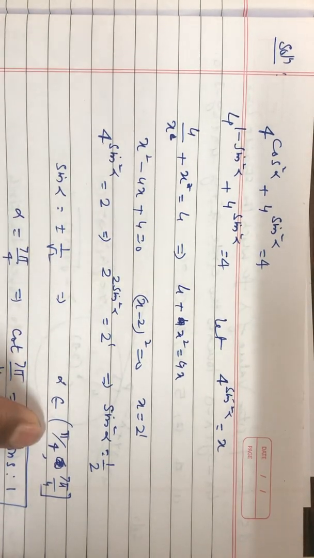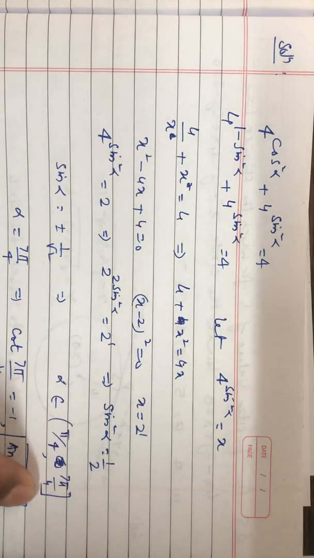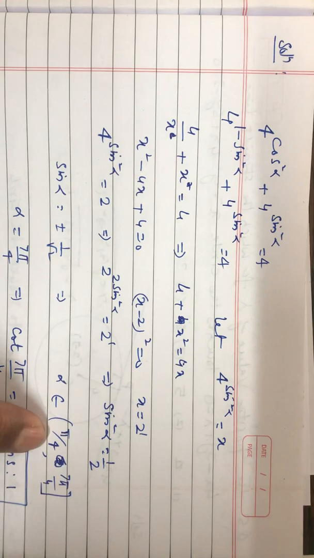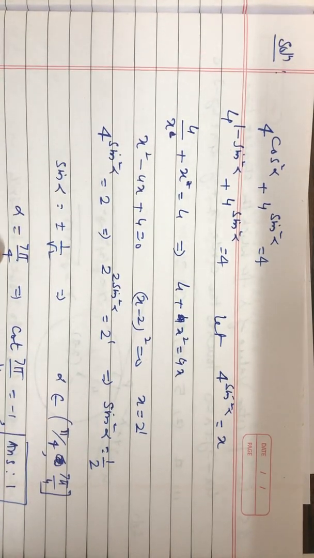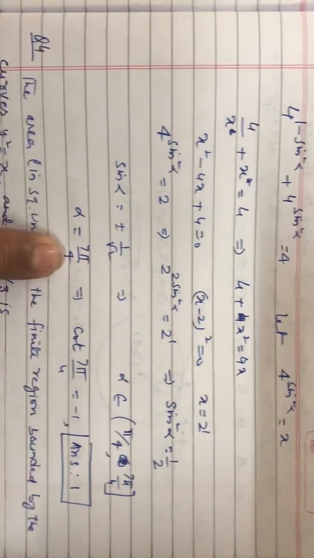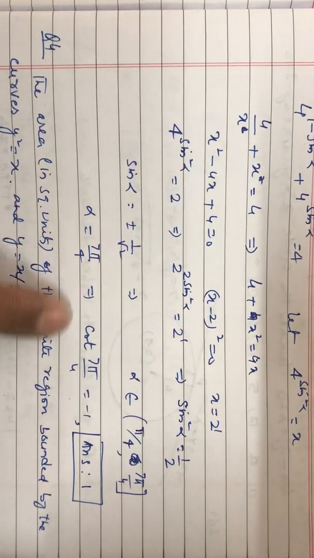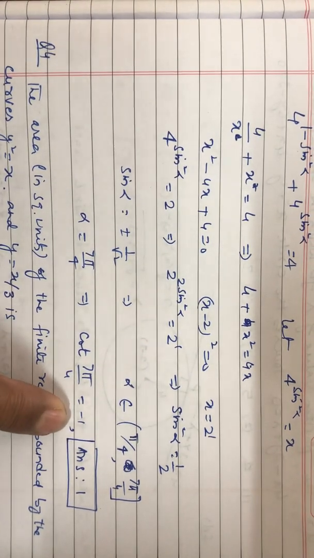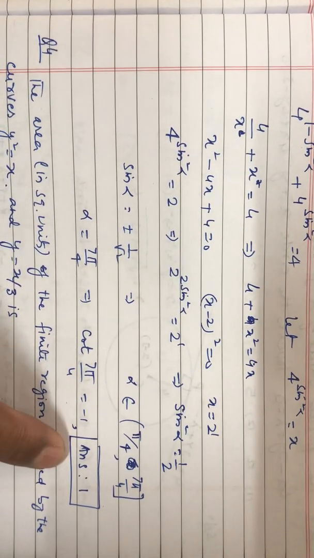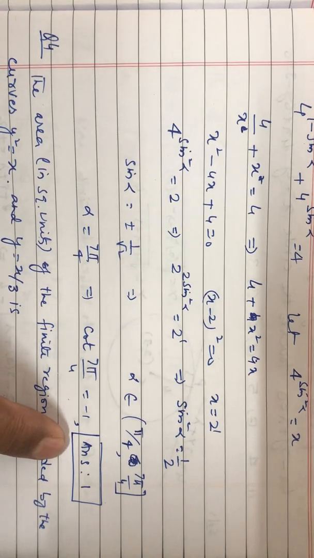Since α belongs to the interval π/4 to 7π/4, closed interval, π/4 will not be included. As a result, only one value of α will come, 7π/4. Since 7π/4 belongs to the second quadrant where cot would be negative, therefore the value would be -1. And as a result, the answer to this question is 1.